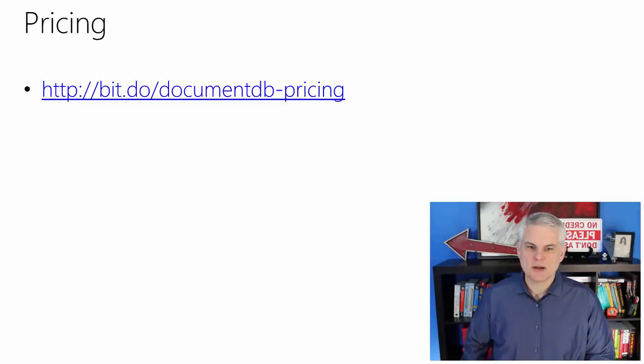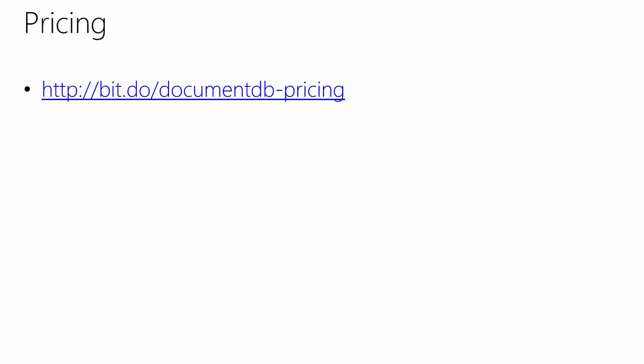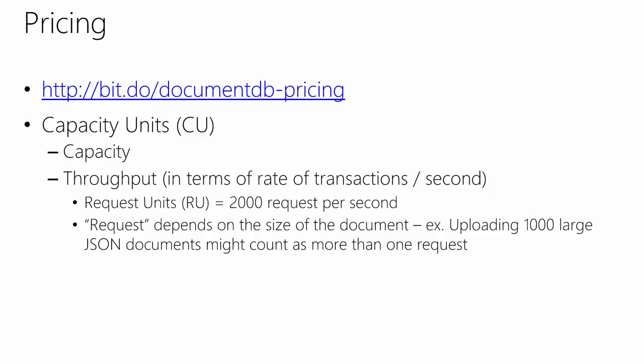So let's briefly talk about pricing. Obviously, you'll want to take a look at Azure's own website for this, but essentially you're priced in terms of capacity units. And a capacity unit really dictates two things: the amount of data that you can store, and also the throughput, the amount of transactions, queries, inserts, whatever you want to call them, per second. So, for example, a single capacity unit will give you 2,000 requests per second, and so it represents one request unit. Now those requests will be spread across, so a single capacity unit will service all of your collections.